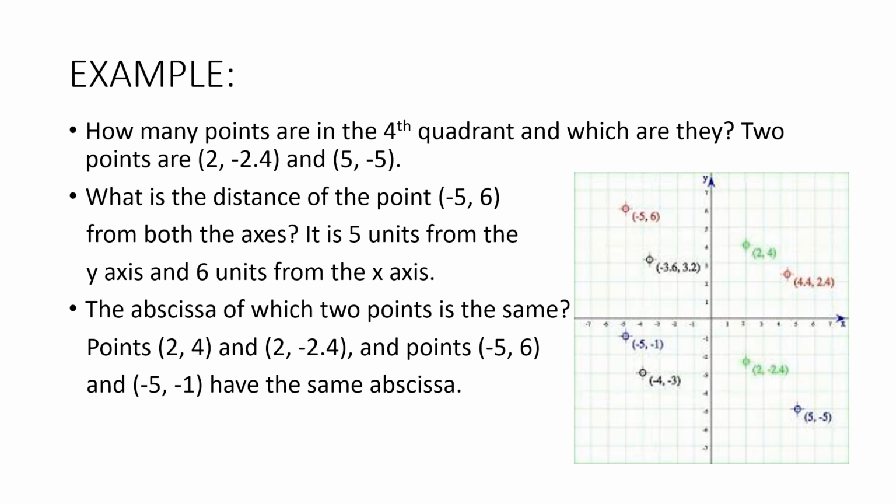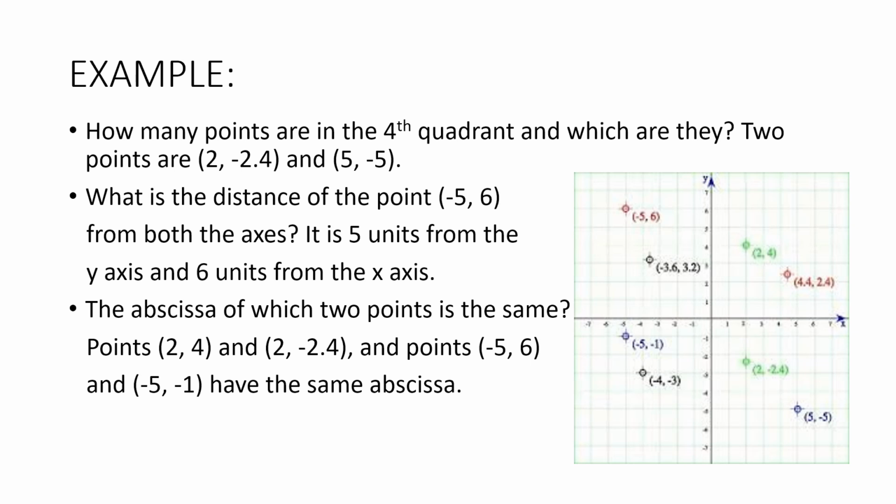What is the distance of the point (-5, 6) from both the axes? We know it is always, remember, opposite. The distance from the x-axis is the y coordinate and distance from the y-axis is the x coordinate. So it is 5 units from the y-axis and 6 units from the x-axis.